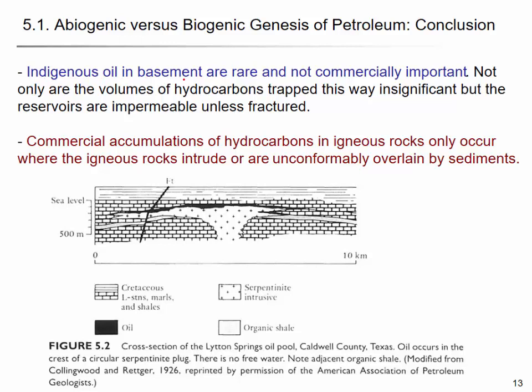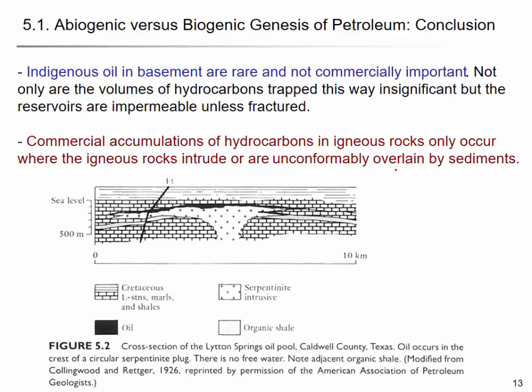So in summary, the indigenous oil in basement are rare and not commercially important. Not only is the volume of the hydrocarbon trapped in this way insignificant, but also the reservoirs are impermeable and not fractured. So even though you found this indigenous oil in basement, like the igneous rock or the metamorphic rock in the deep region, it's not commercially feasible to produce it. So people don't research this question very actively.